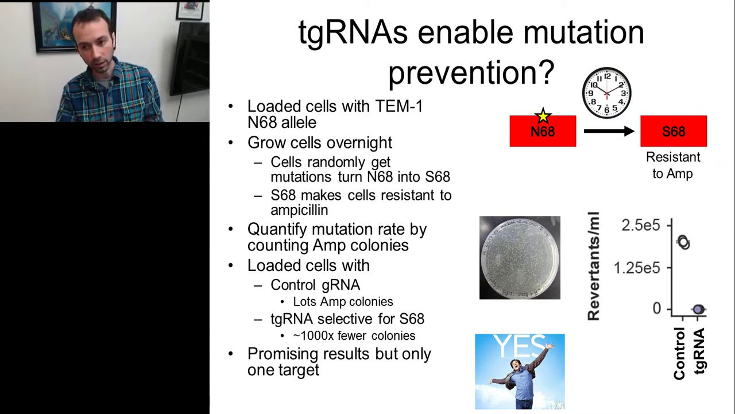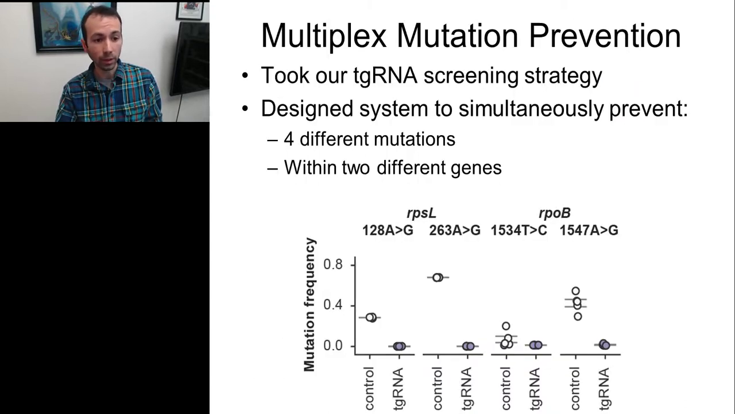To cut to the chase and cut out a lot of experiments, I'll just show you a really nice big picture experiment where we did multiplex mutation prevention. In this case, we took our tuned guide RNA strategy, and we designed it to simultaneously prevent a total of 4 different mutations in 2 different genes all at once.